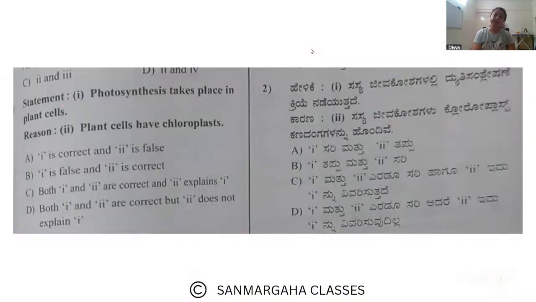So here a statement is given and a reason is given. Okay, and the options here are: statement 1 is correct and second one is false. So we have to read the statements here. We have to see whether one is correct and second one is false, or one is false and second one is correct, or both 1 and 2 are correct and the second one is explaining the first one, or both 1 and 2 are incorrect. Okay, so four options are there.